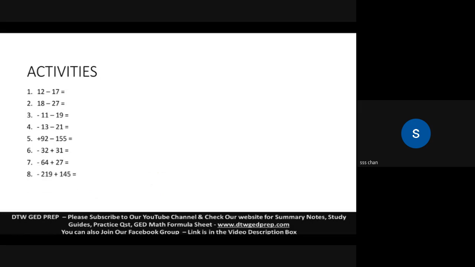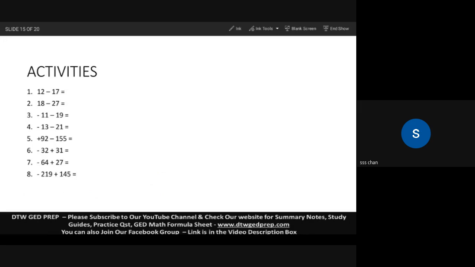Okay, question 8, same thing, we have negative 219 plus 145. Same thing, you can swap it to become positive 145 minus 219. When you look at this, same way, you are trying to take away a bigger number from a smaller number. So what do you expect? You expect that your answer will have a negative sign. Then pick the bigger number and remove the smaller number from it.